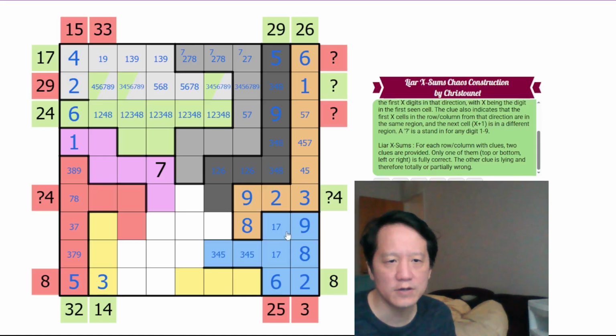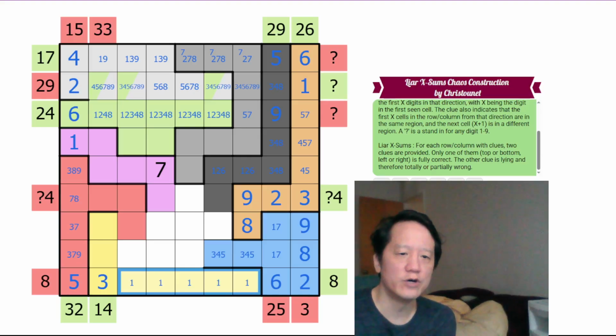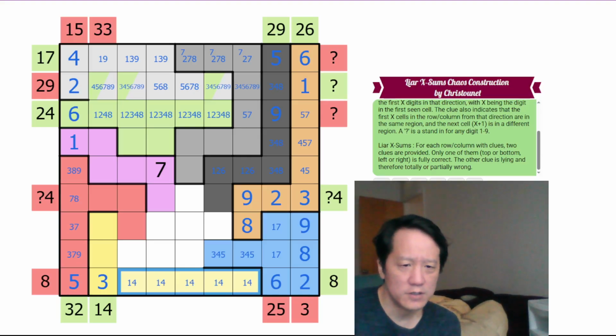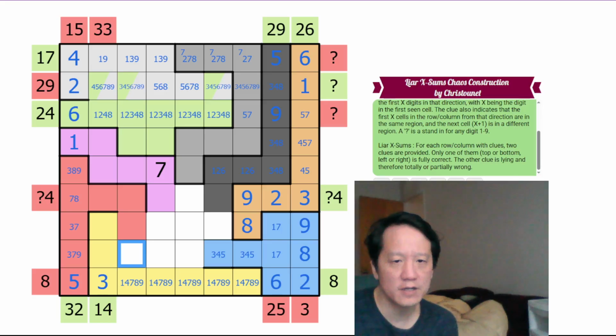Red and pink are valid there. This must be part of yellow. Okay, so these digits are all part of yellow, because they can't be red, they can't be pink, they can't be medium or dark. So we have that. This has to be what? 1, 4, 7, 8, and 9. No 8, 9 here.